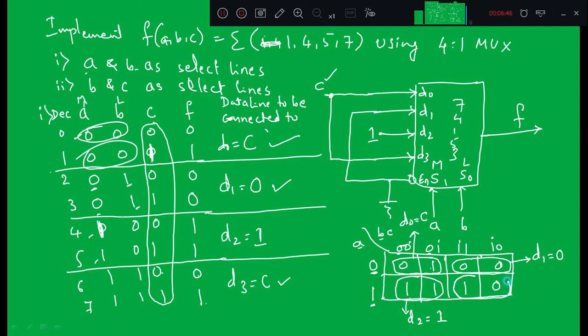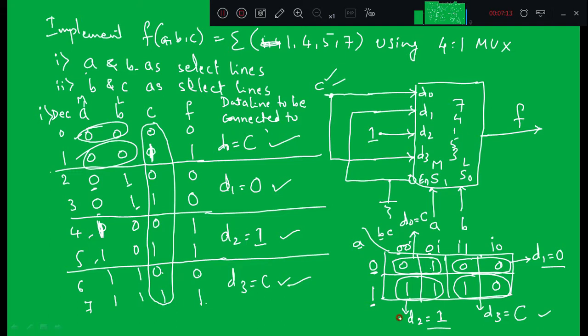And the last combination, compare it with C. This is D3, which is equal to C. So D0 is C, that we got using the truth table. D1 is 0, same as the truth table. D2 is 1, same in the K-map, and D3 is C. So using both the methods, you will get the same answer, okay?